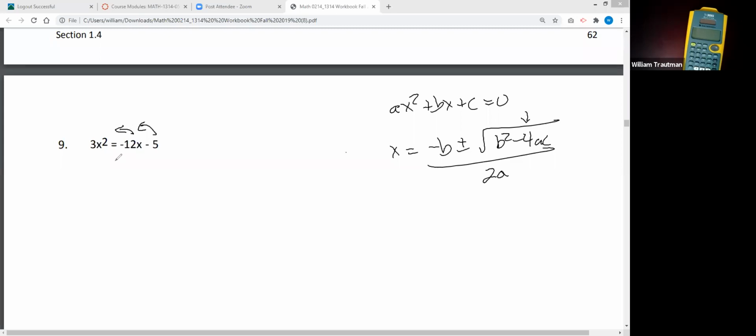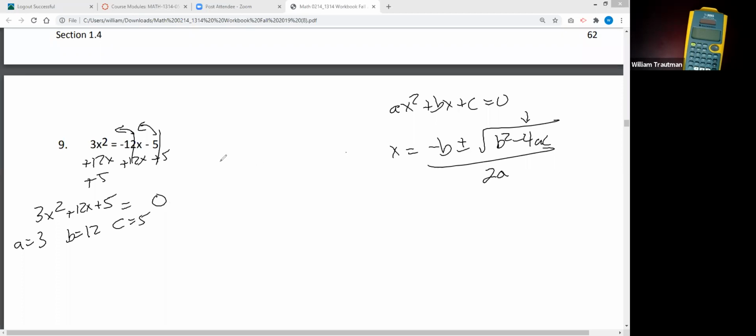So I need to take the 12 to the other side by adding 12x, adding 12x. Take the 5 to the other side, it's a minus 5, so I'm going to add 5, add 5. On the right side, I end up with 0. On the left side, I end up with 3x squared plus 12x plus 5. A is the number in front of x squared. A is 3, B is 12, and C is 5.